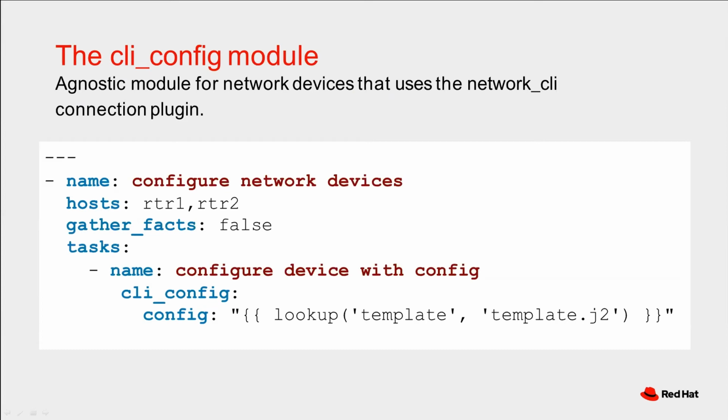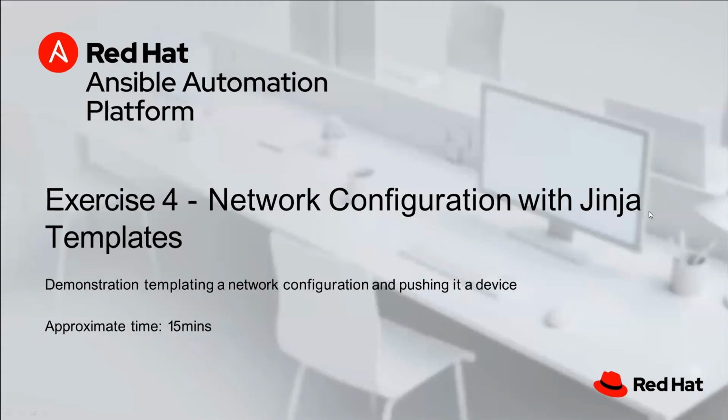And what we're doing within the CLI config modules, we're using the config method. And within that, we can tell it that we're using a template, and we'll give it the template name. So we'll see all of that in the exercise. And with that, that brings us to exercise 4.